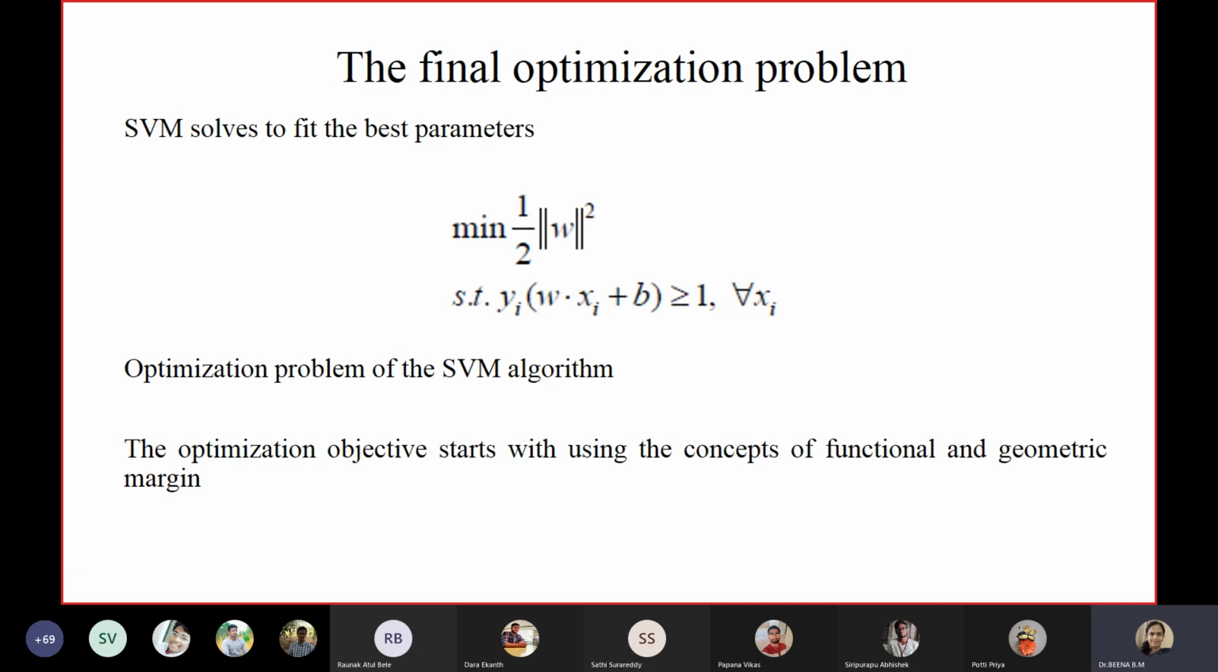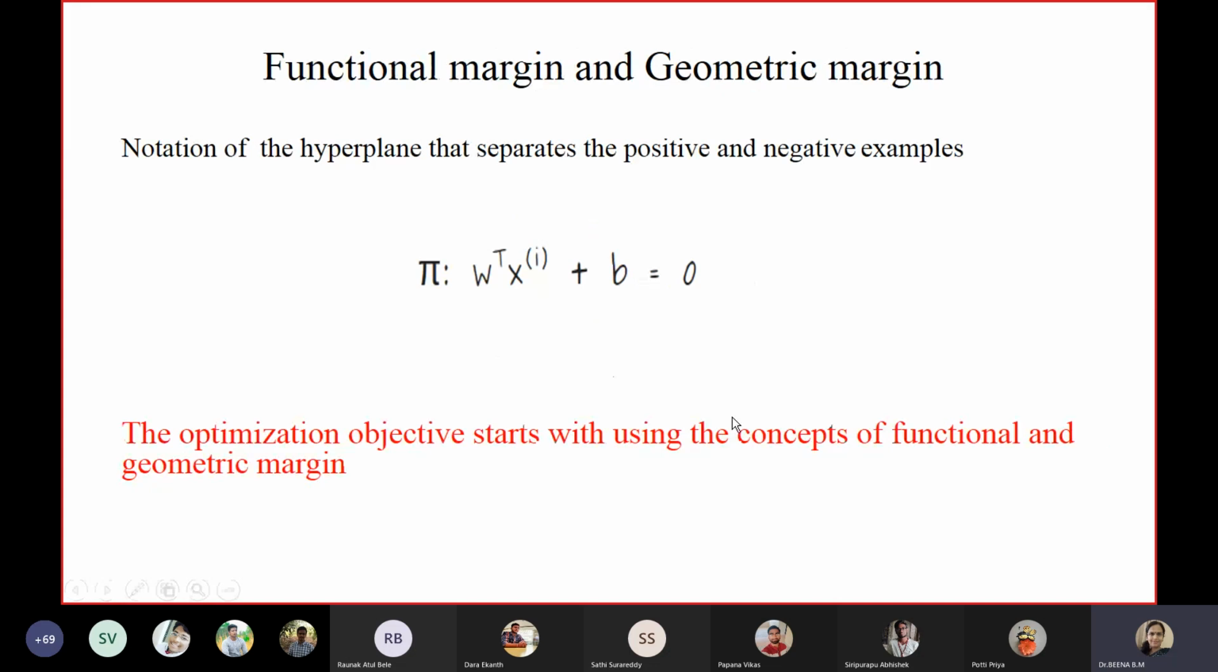Now, in order to derive this equation, you should have knowledge of functional margin and geometric margin. What are functional margin and geometric margin? Have you studied this in third semester? No, ma'am. Okay. Functional margin represents the correctness and confidence of the prediction.